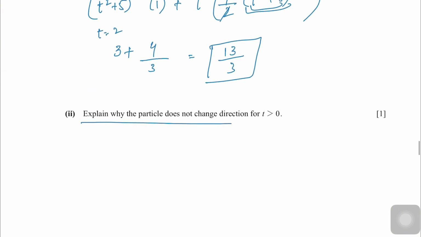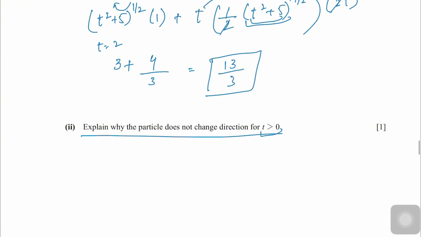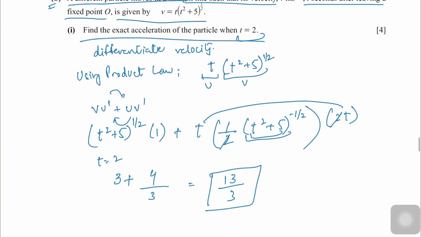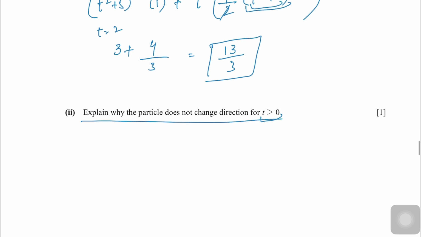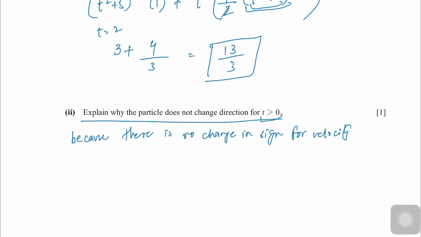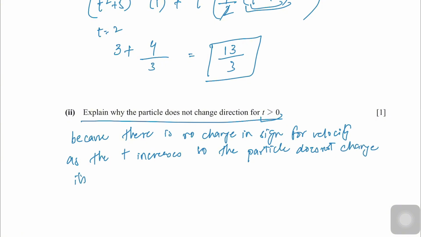Explain why the particle does not change direction for t greater than 0. t has to be greater than 0 because time can't be negative. So if we take t as positive, the velocity will always be positive. So we can write this as: because there is no change in sign for velocity as t increases, the particle does not change its direction. So this is basically our answer.